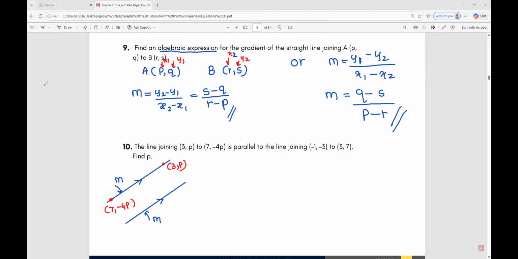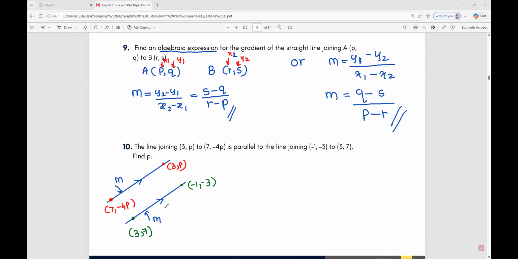The other line points are 3, 7, minus 1, minus 3. These are not real ones. These are sketch. It's a rough diagram. So I don't know whether the lines are with positive or negative gradient also. I can't draw it accurately. This is the rough diagram.